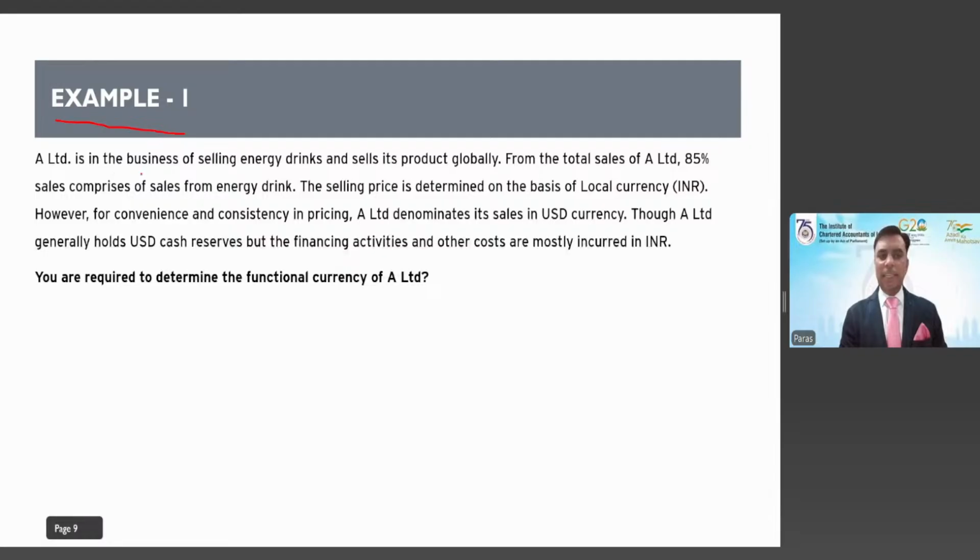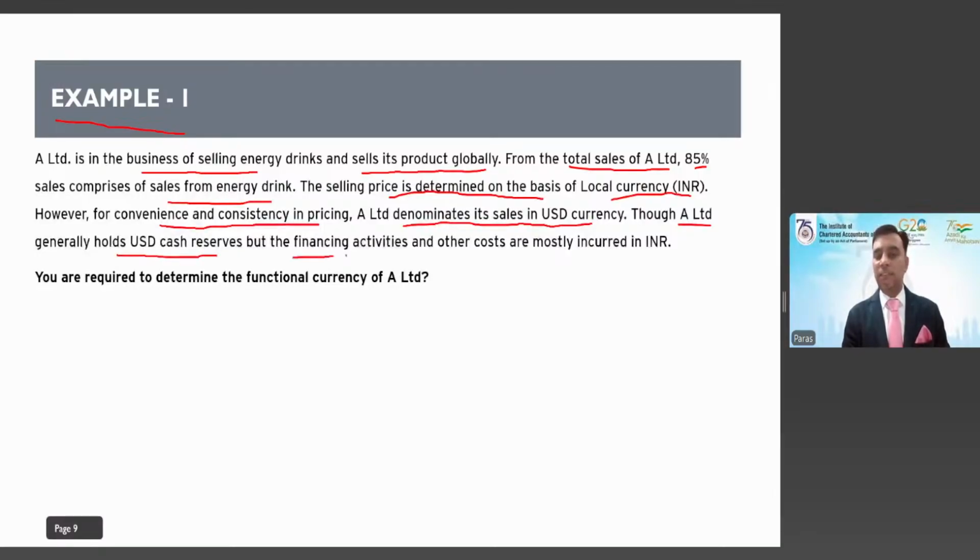So the question says A Limited is in the business of selling energy drinks and sells its product globally. From the total sales of A Limited, 85% of sales comprise sales of energy drinks. The selling price is determined on the basis of local currency, that is INR. So on the basis of the facts given, the local currency of A Limited is INR. Further, the question says, however, for convenience and consistency in pricing, A Limited denominates its sales in USD currency. Though A Limited generally holds USD cash reserves, the financing activities and other costs are mostly incurred in INR. You are required to determine the functional currency of A Limited.